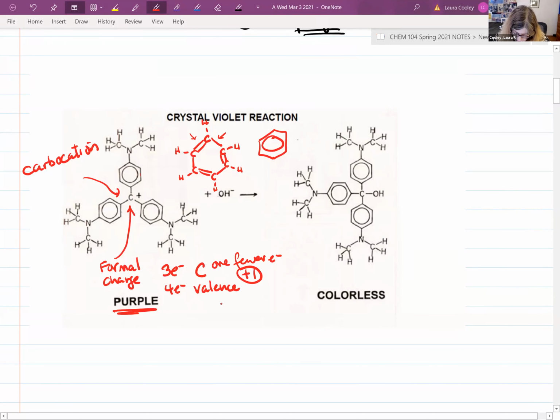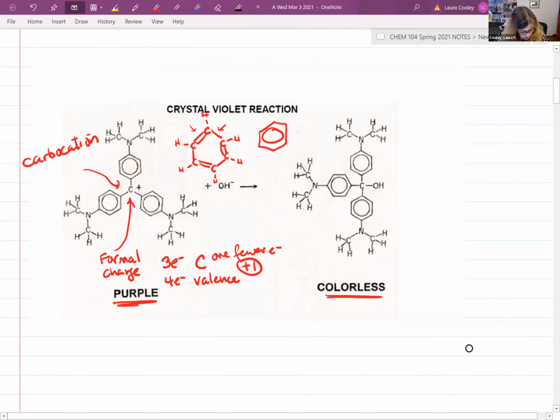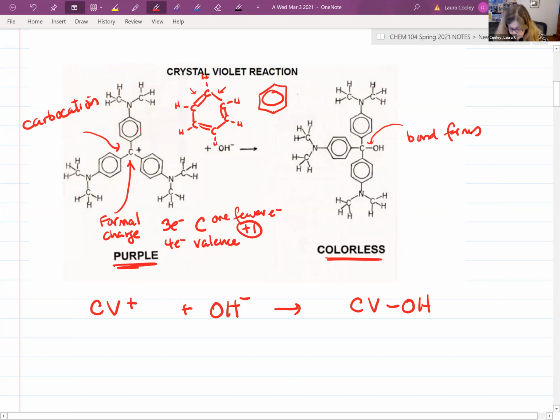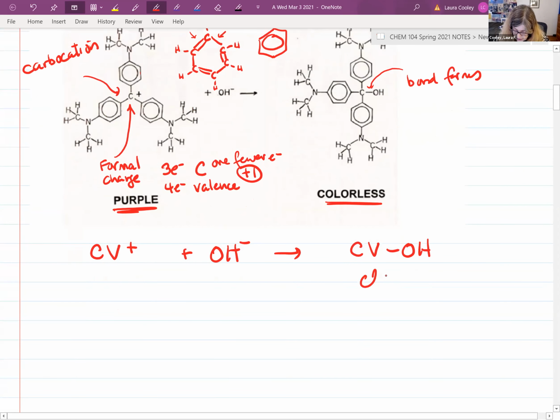The basic thing we're interested in is it goes from purple to colorless as this reaction goes on. So we abbreviate this reaction, as I told you, as CV plus OH minus goes to, and then basically what's happening here is this bond forms between the hydroxide and that carbon. And then, like I said, the purple color fades.